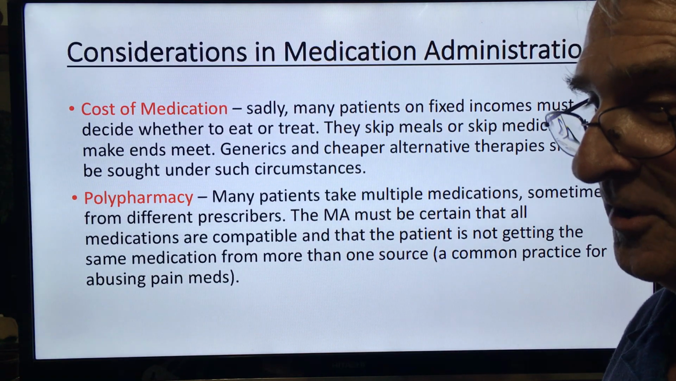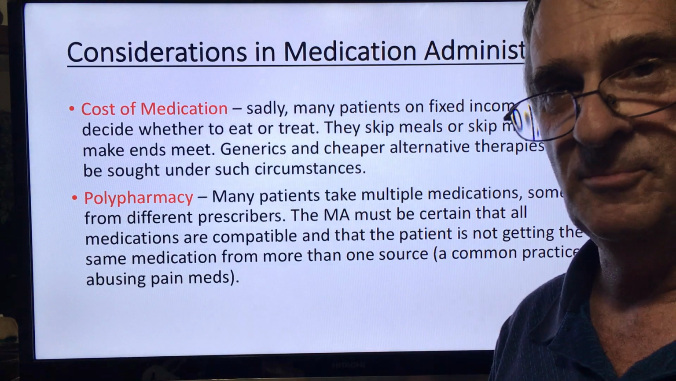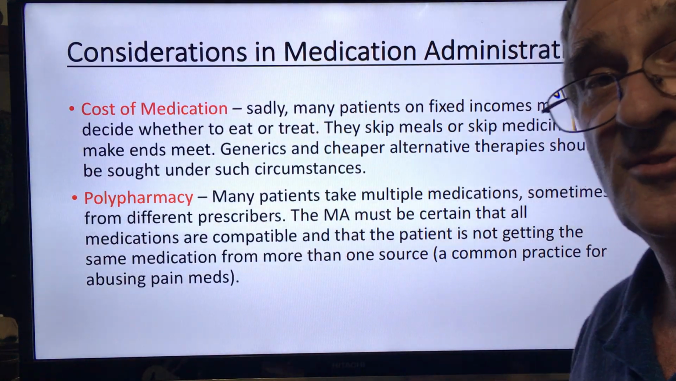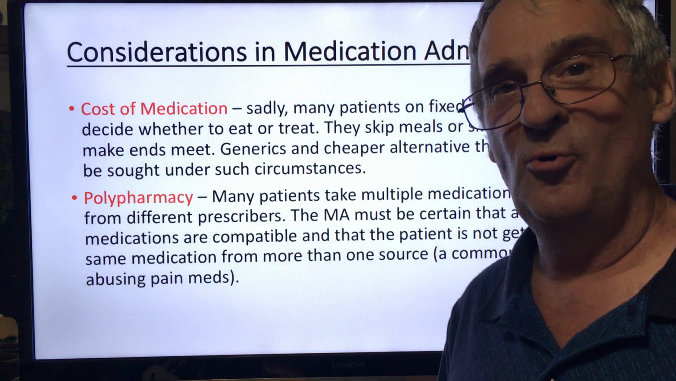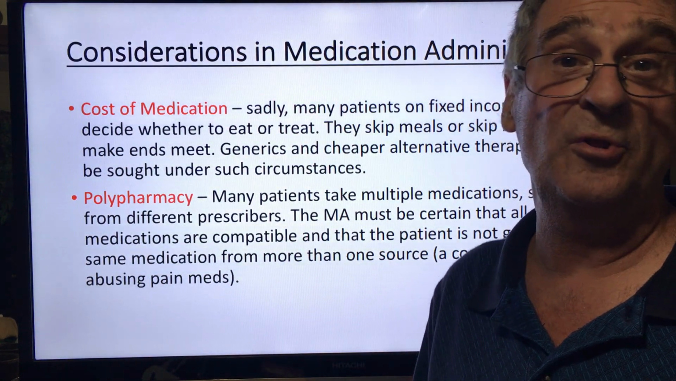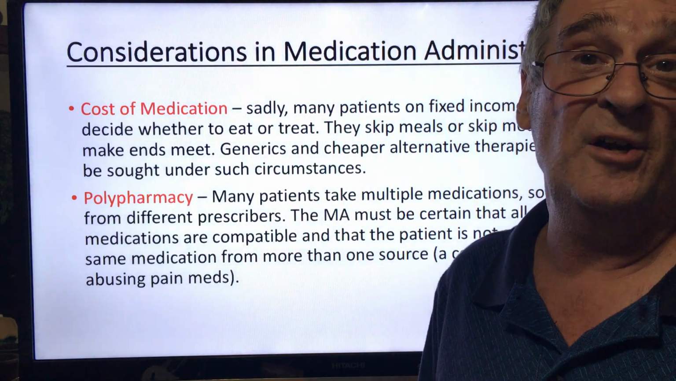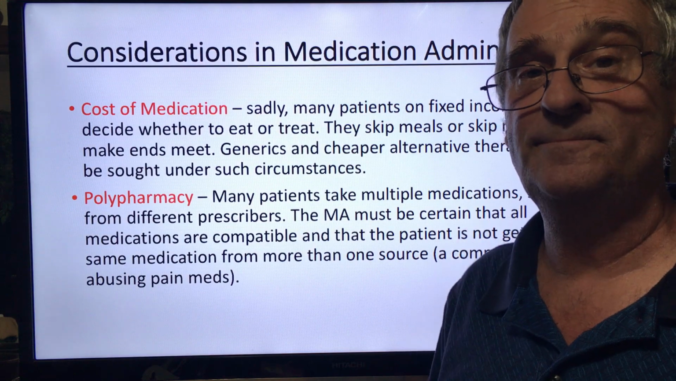When we are dealing with patients, particularly elderly patients, we have to look at some other things, which includes the cost of medications. Anybody on a fixed income may not be able to afford certain medications, so we may have to work with the physician to come up with alternatives, generics, or perhaps some other drug altogether, what's covered by their insurance.